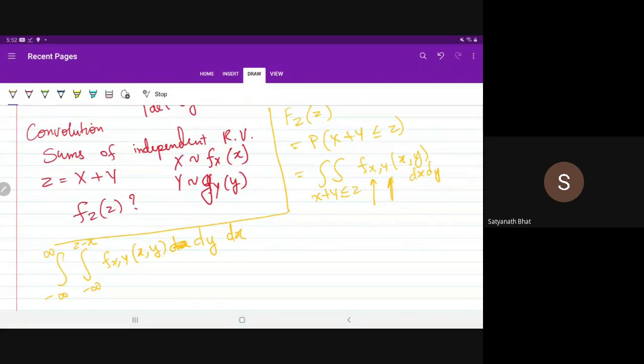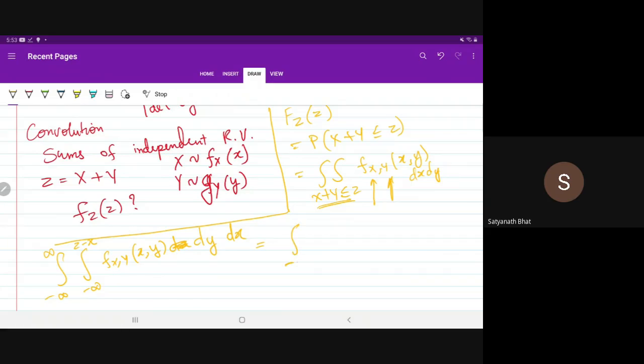Why is this correct? Because x is allowed to take any value, but y is upper bounded by z minus x. So x plus y is upper bounded by x plus z minus x, which is z. So this is the right area, the area that we were interested in. Let's do some more simplification.